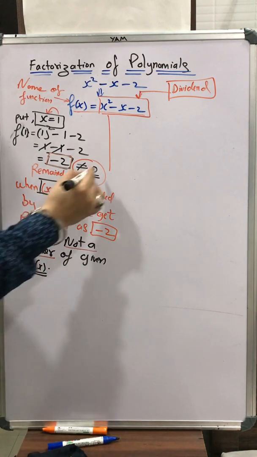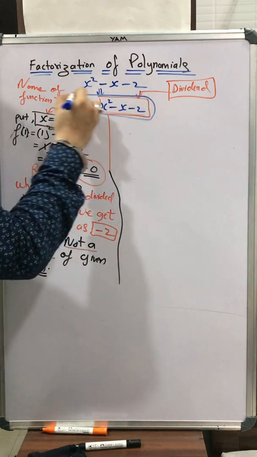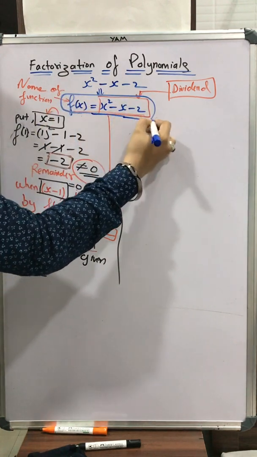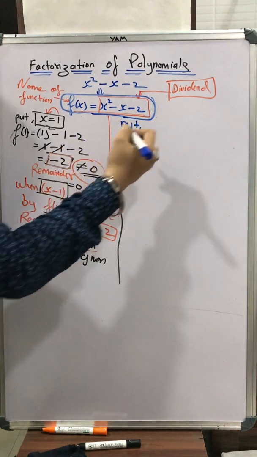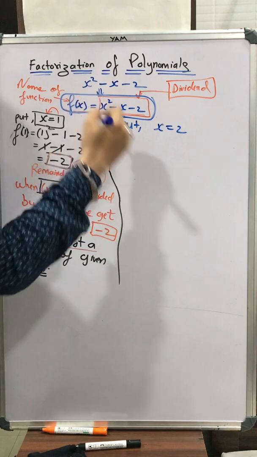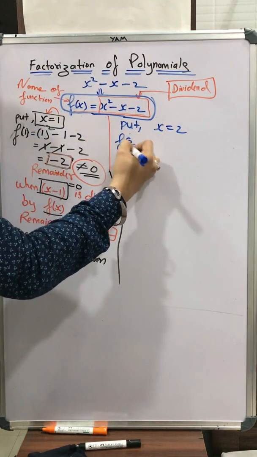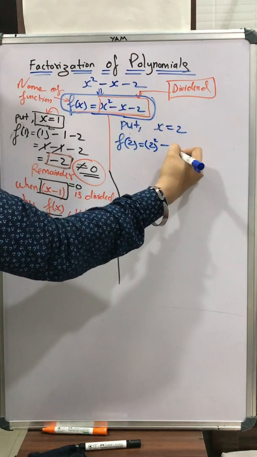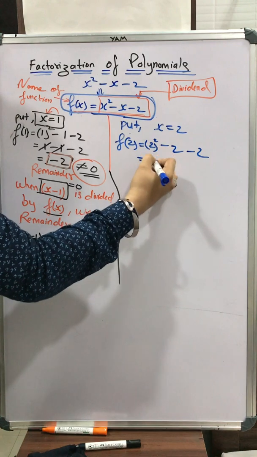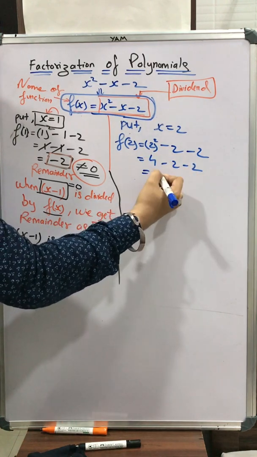Now let's take another case on the right hand side. In the same polynomial, students, I am taking another case. Let's put x equal to 2 in the same. Wherever I have x, I substitute 2. So f of 2 is equal to 2 square minus 2 minus 2. 2 square is 4, minus 2 minus 2 is minus 4. 4 minus 4 is 0.